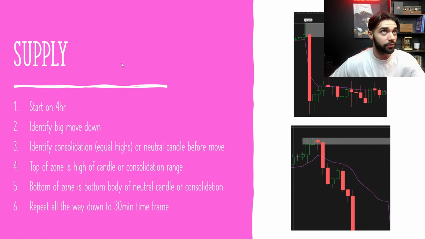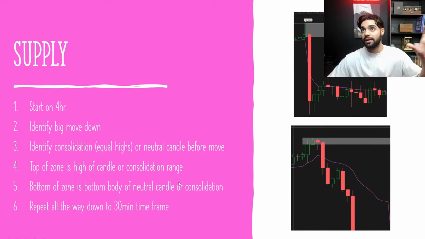On top of the zone, this is for supply, right? The top of the zone will be the high of the wick, and the bottom of the zone will be the bottom of the body of either the neutral candle or the consolidation period. That is it, right? Repeat that all the way down to the 30-minute time frame. It's as simple as that.